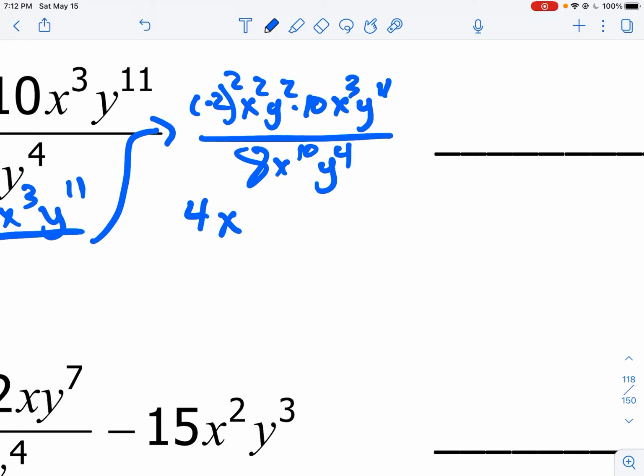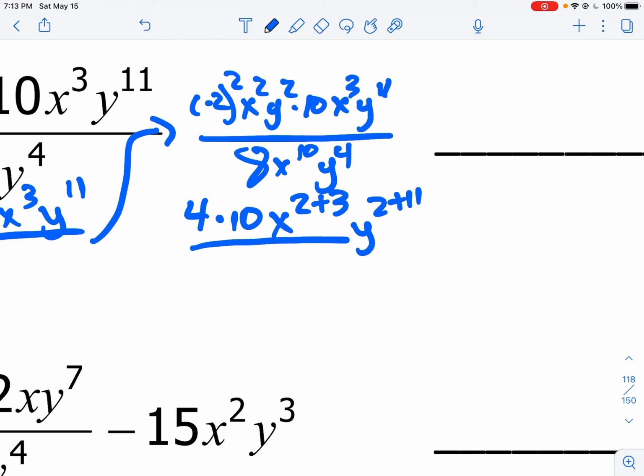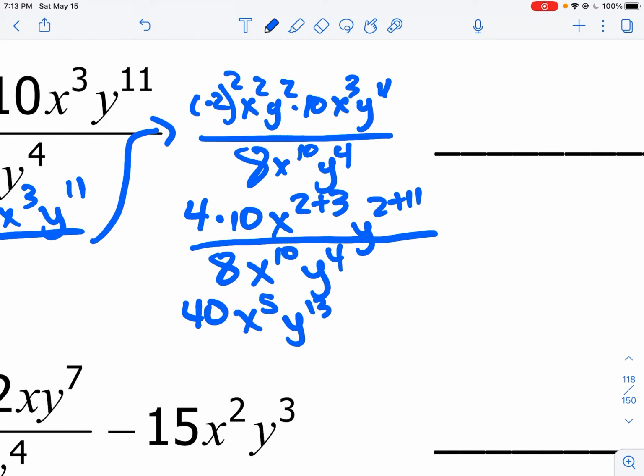And then, oh, you know what? Before I do that, I'm actually going to move the 10 over. I have x's. I have an x squared times an x to the 3rd. So we're going to add our exponents. I have a y squared times a y to the 11th. So we add our exponents. Now, remember, you can always expand if you want. If expanding makes it easier for you, then do the expanding. So when I get this, I get 40, x to the 5th, y to the 13th, over 8, x to the 10th, y to the 4th.